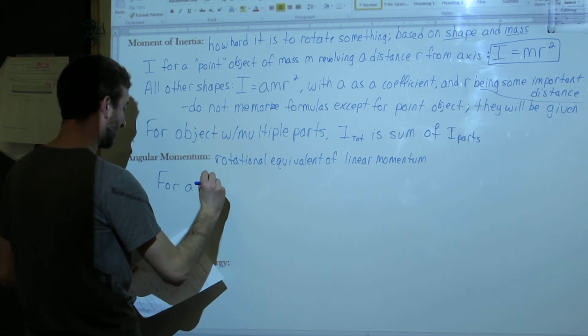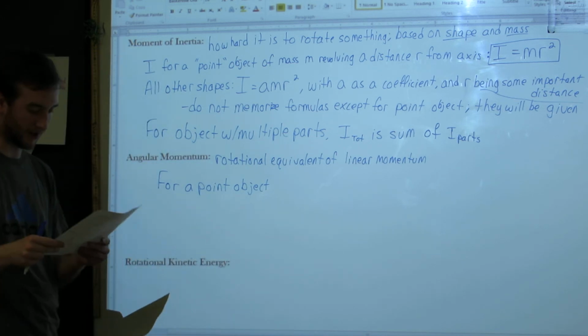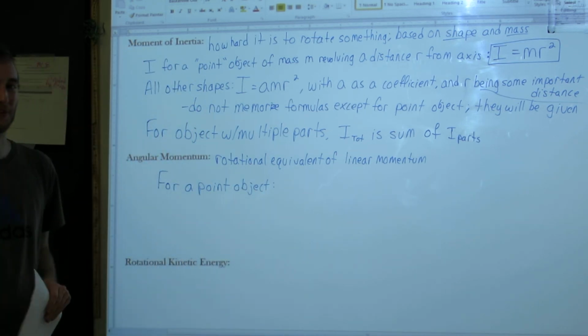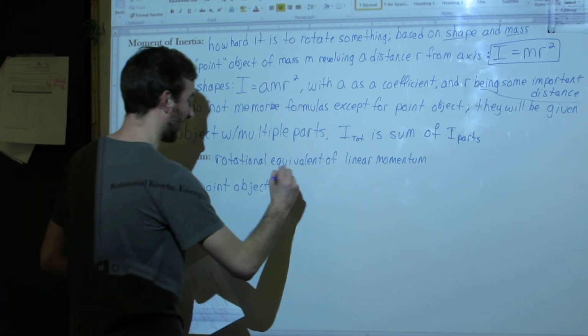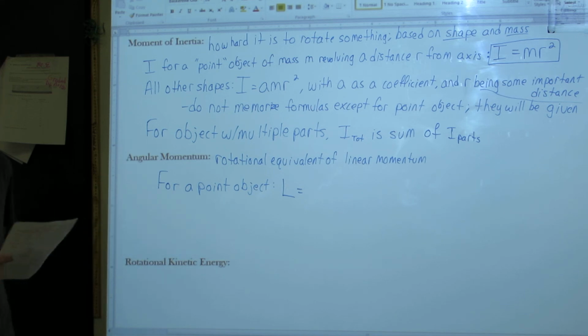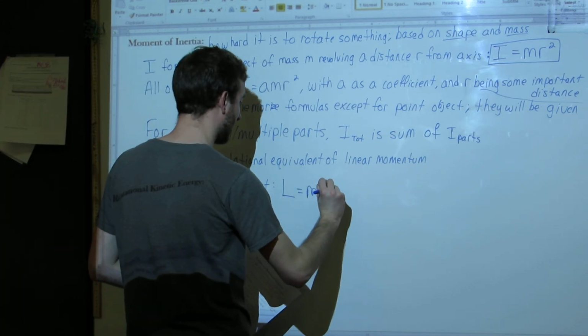For a point object, for one little tiny object revolving around a central axis, here is the formula. Angular momentum, the symbol, you're not going to like it. Sorry, it's capital L. For a point object, the angular momentum formula is mvr.